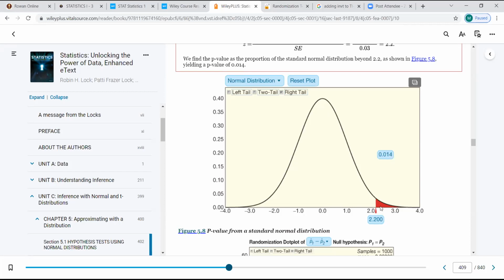Now, why are we looking at the area to the right of it? That's because the alternative hypothesis is a right-tailed test. It says greater than. When it's greater than, we're using the right tail. So that means we're going to find the area to the right.